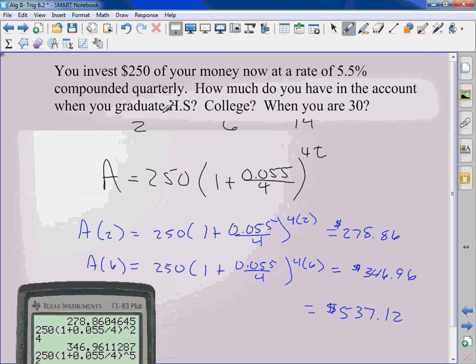Oh, the two, it's how long is it going to be until you graduate high school? How long does it take you to graduate college? How long does it take you to get to your 30? And these are all averages. Because some people have 1 year, some people have 5 years, some 2 years.